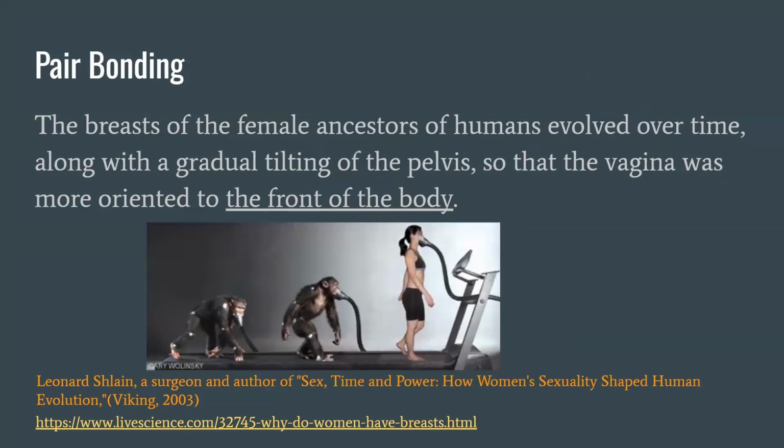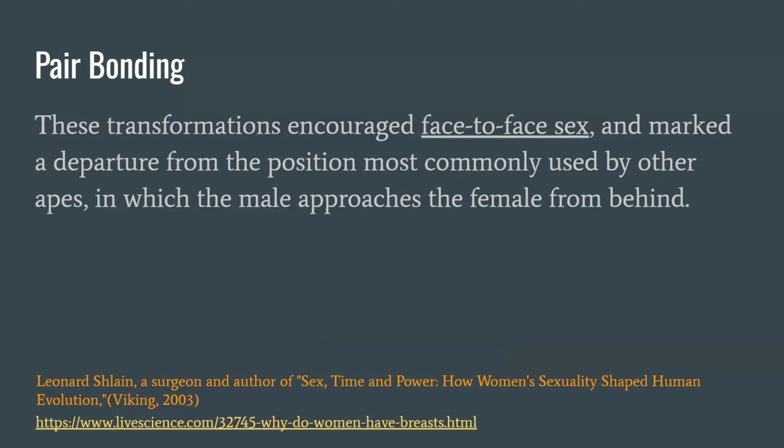Another thing that happened is, the breasts of females evolved over time. We'll talk about that more later, along with a gradual tilting of the pelvis. And that brought the vagina from the back, like in the chimpanzee all the way on the left, to the upright position, and it moved it towards the front. Okay, so the combination of those things made it possible to have face-to-face sex. And it marked a departure from the position that all the other apes use.